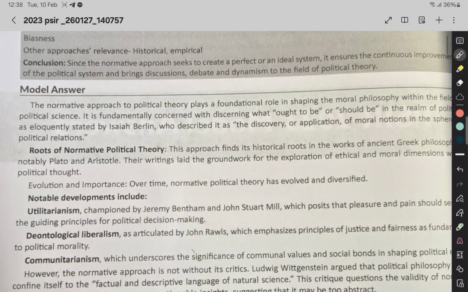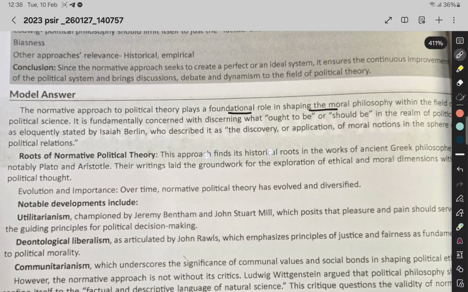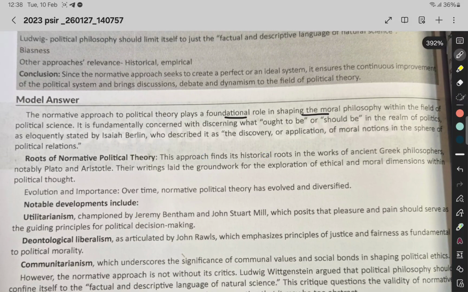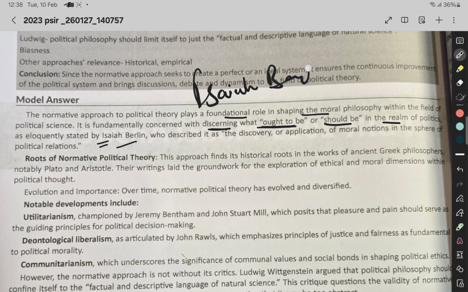So the normative approach to political theory plays a foundational role in shaping the moral philosophy within the field of political science. It is fundamentally concerned with discerning what ought to be and should be in the realm of politics, as eloquently stated by Isaiah Berlin, to describe it as the discovery or application of moral notion in the sphere of political relation.